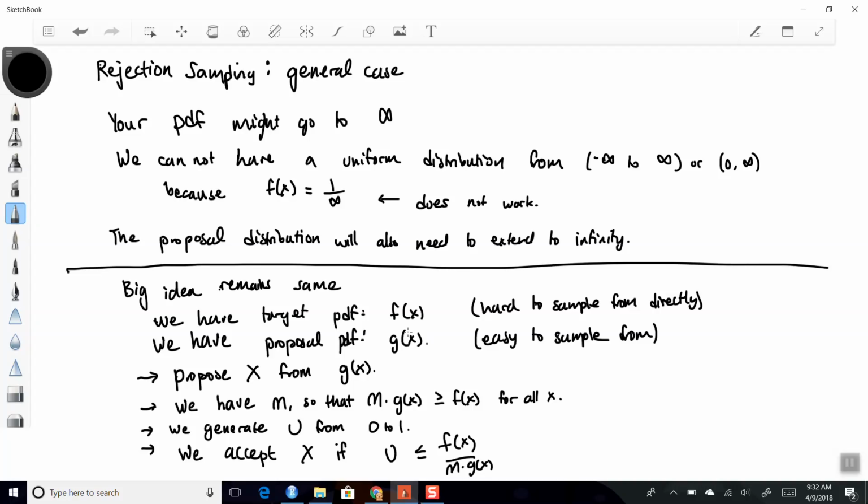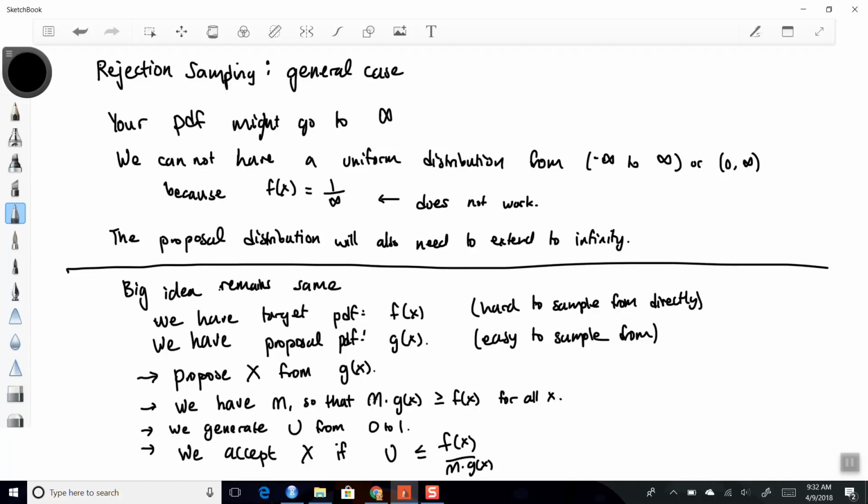Okay? Not that big of a deal. Here, it's the exact same thing, except your g of x is not just a constant, it's a function of x. That's the only thing that's different. And so now, finding this m gets just a tiny bit trickier. But the general idea remains exactly the same.